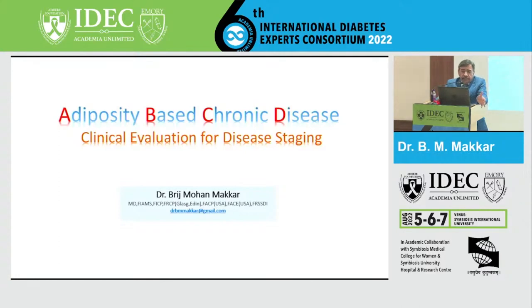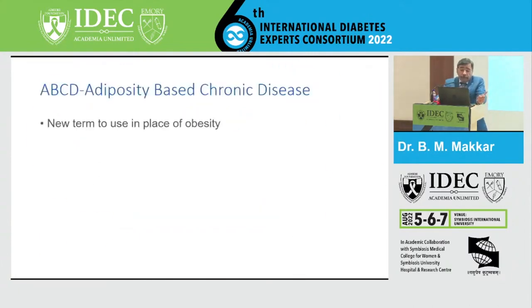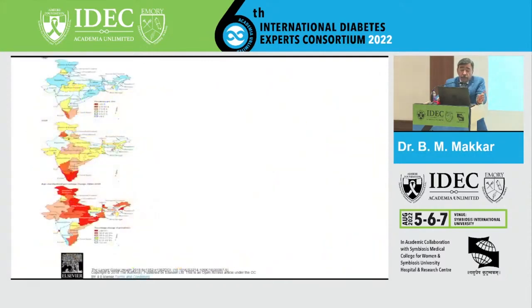What is ABCD? ABCD is basically adiposity-based chronic disease. It is a new term to use in place of obesity, or a new definition which is likely to replace obesity as a definition. Now we know obesity is a major healthcare challenge, and there is a sharp increase in prevalence all across North America. India is no way behind. If you look at the top graph, between 1990 and 2016, the prevalence of obesity has increased by almost 3 times, and we have a significant number of obese individuals in India.